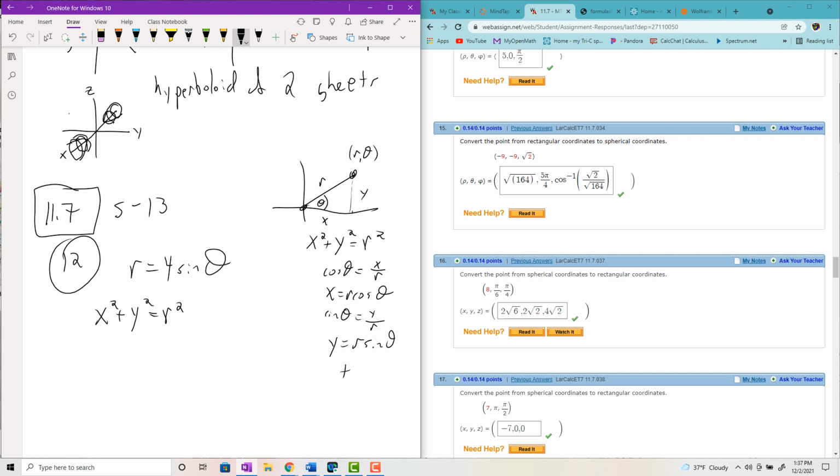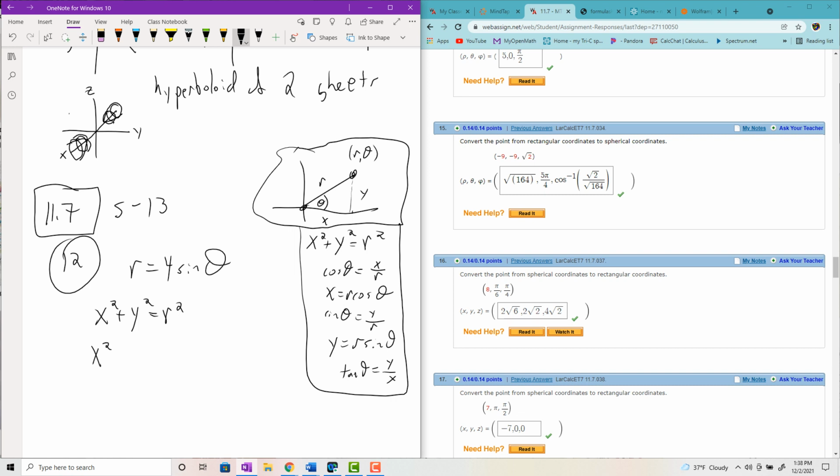And then you had things like tan of theta equals y over x. But it's just this main picture. I feel like if you remember that picture, you can get all of those formulas. Okay. So anyways, right here then, I should be able to replace the r squared part, right? So I'd have x squared plus y squared equals 16 sine squared theta.